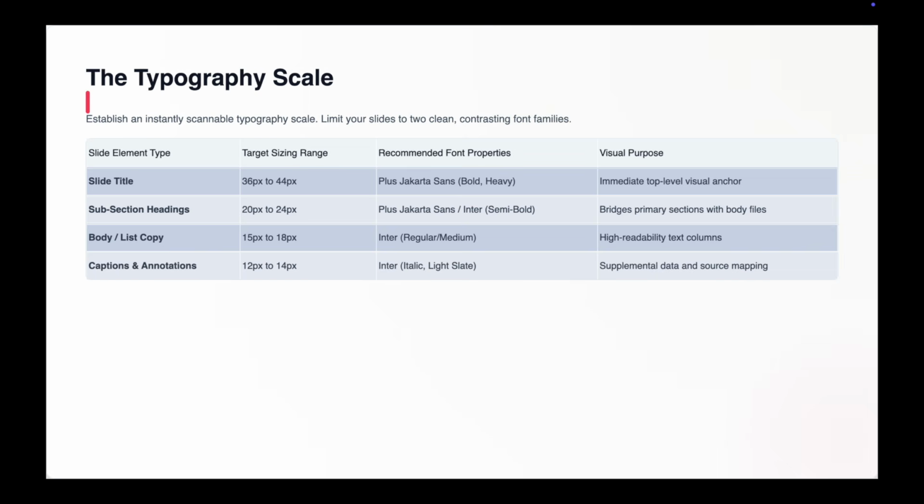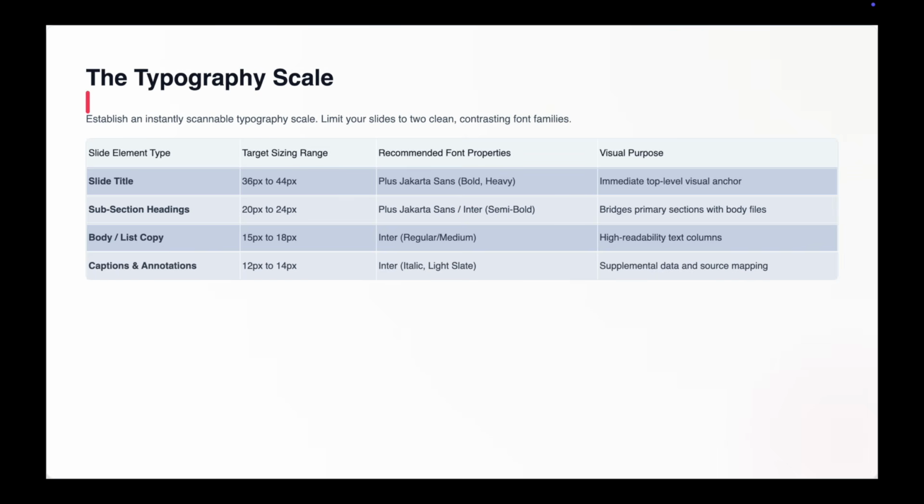Take a look at the standard structural table on our slide titles. These should be between 36 and 44 pixels. Use a bold, heavy font like Plus Jakarta Sans to create an immediate visual anchor. Subsection headings should be between 20 and 24 pixels. Use a semi-bold weight to bridge your titles and body text.